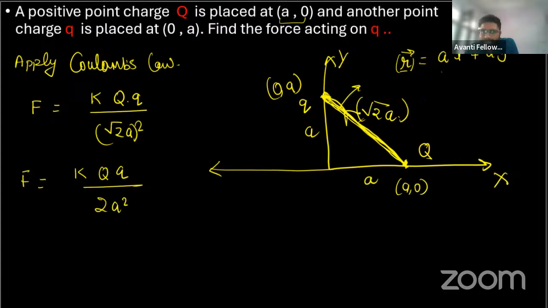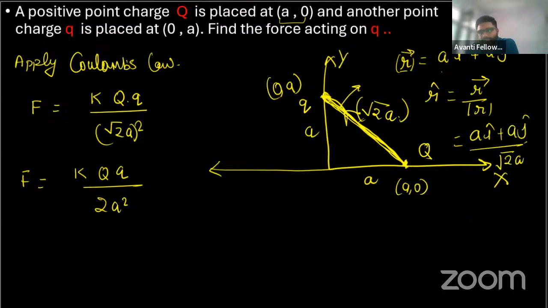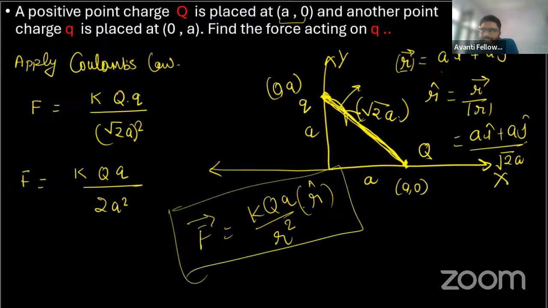So how do we find its direction vector? r cap is nothing but r vector by magnitude of r. r vector is a i cap plus a j cap divided by root 2 times a. So if you put the value of this in F vector is equal to k capital Q small q over r square into r cap, then put the value of r here, and r square is the magnitude, you will get force in the vector form.